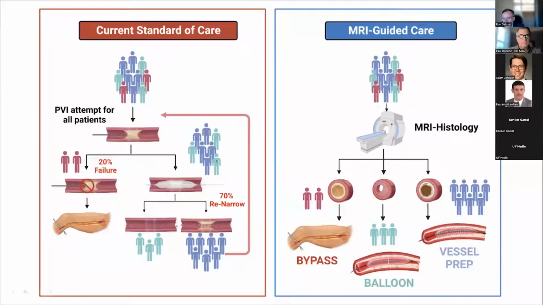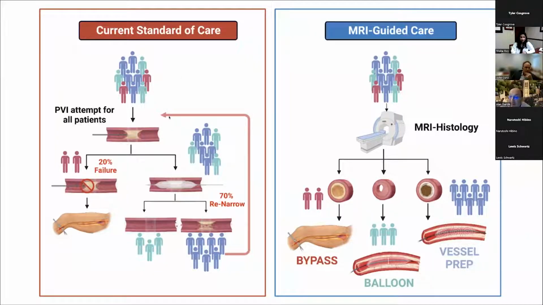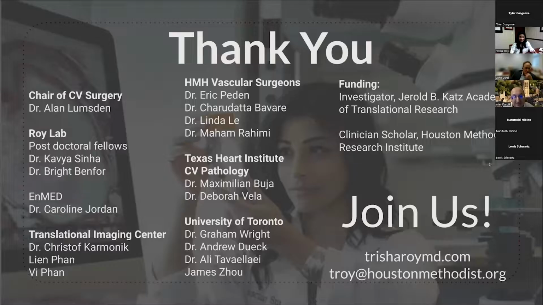So I kind of show this current standard of care. We have pretty high failure rates, treating everybody the same. I think that with advanced imaging, we can parse out who's going to be a good candidate for endo, who should be a bypass candidate, and if we're going to do endo, what's going to be the best device the first time. So thanks to a lot of people who contributed to this work, and thank you for the opportunity to present our work.